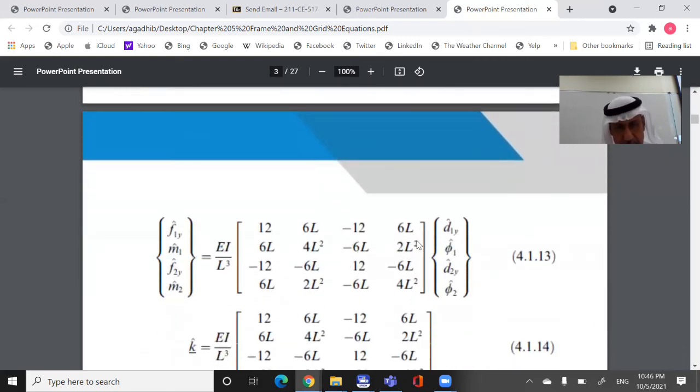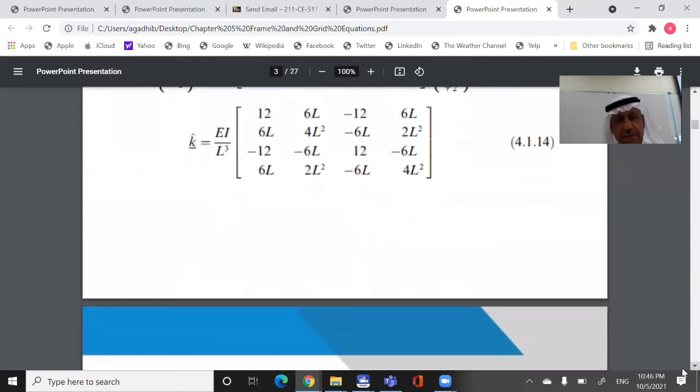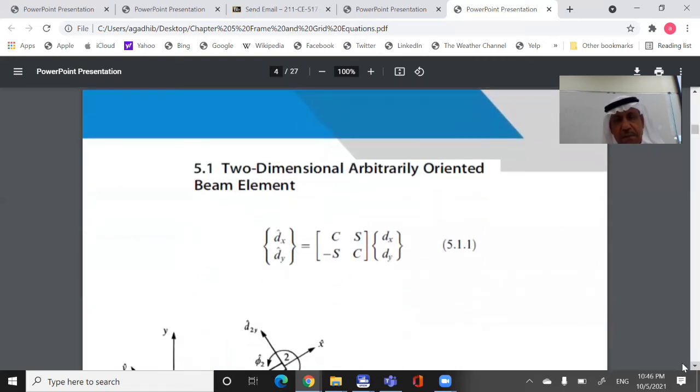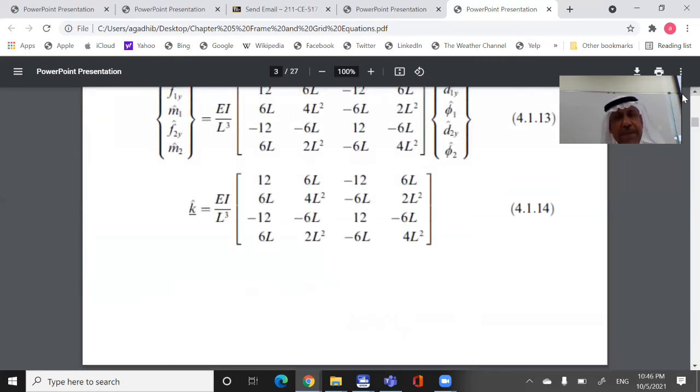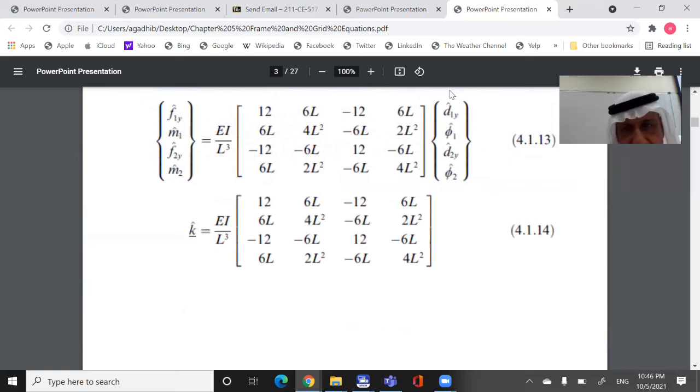What is this? We have it before, right? Oh, this is not inclined, right? This is local, the same as the global, right? So what do we do? We have to make a transformation. So this one here is called what? The stiffness for the beam with respect to the local. That's why you see the hat. Do you see the hat? It means local. Now we want global. What do we do? We make a transformation.